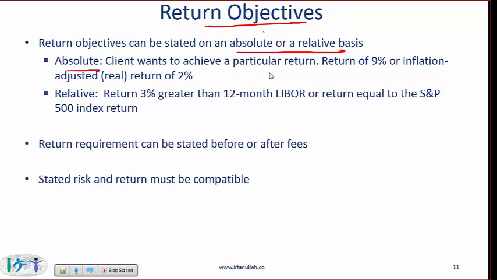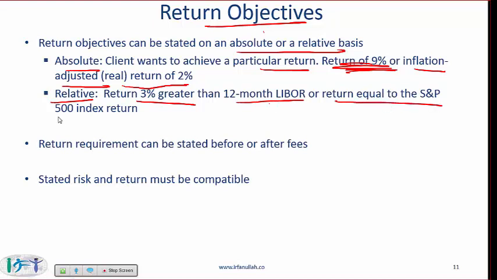The client wants to achieve a particular return, say a return of 9%. Unless stated otherwise, this is a nominal return. Sometimes the client actually might be concerned about buying power, in which case the client will say an inflation adjusted real return of 2%. In relative terms, the client might say 3% greater than the 12-month LIBOR. So again, this is relative, or return equal to the S&P 500 index. These are both examples of relative.